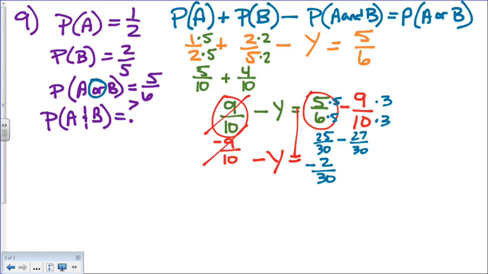And just like before, we can divide by negative 1. The shortcut is, if it's negative y, let's change the sign to positive y. But whenever I do one side, I have to do the other, so let's change that to positive. So y equals 2 over 30, which really equals 1 over 15. And what does y stand for? The probability of A and B. So the probability of A and B happening is 1/15.